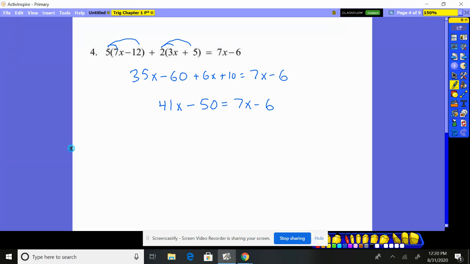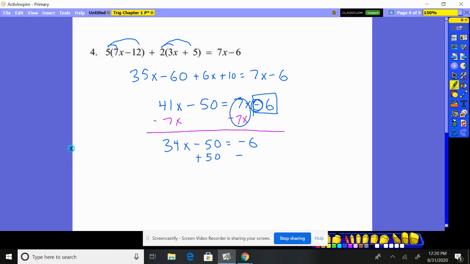Now let's move this smaller variable over. That's what I like to do. So I'm going to subtract 7x from both sides. 41 minus 7x gives you what? 34x minus 50 equals -6, because that goes away. Remember, you got to pay attention to the sign that's in front. That's a -6. I'm now going to move the 50 over by adding 50. 34x, that goes away. That is 44.